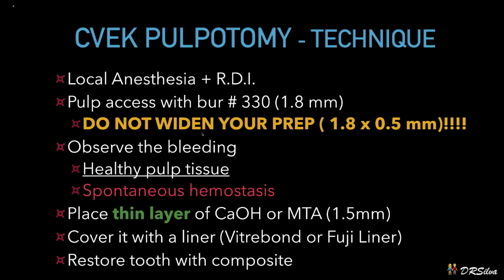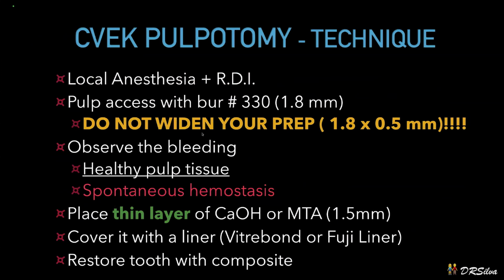So what does the technique for CVEK pulpotomy involve? Local anesthesia, rubber dam isolation. And then you use the bur number 330 because the depth of the bur is 1.8 millimeters. That's what you want. You don't want to go deeper than the depth of this bur. And you do not widen your prep. You only go deeper into the pulp. Do not widen because the wider you make that prep, the more you're going to expect of a dentin bridge formation. So keep that in mind.